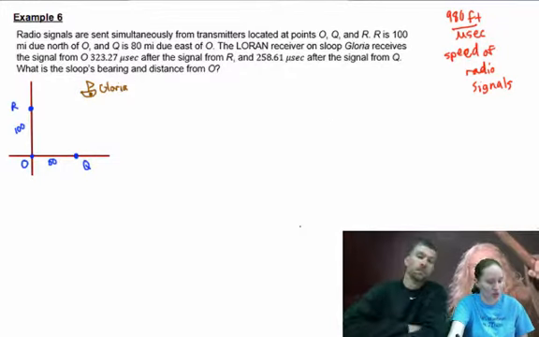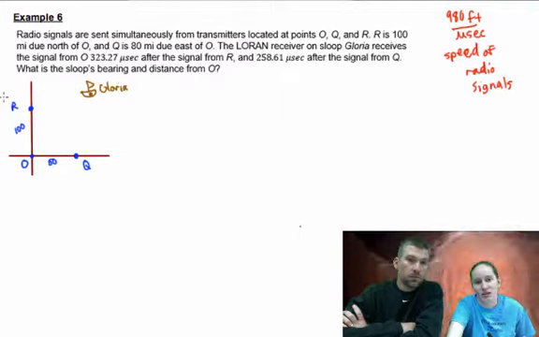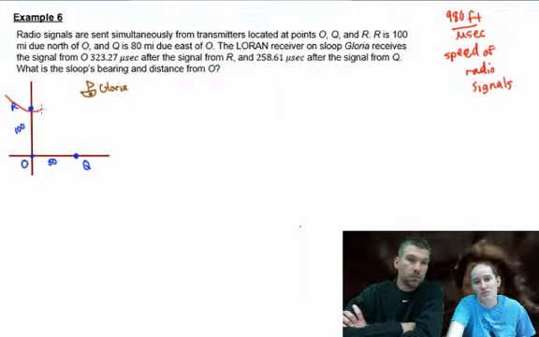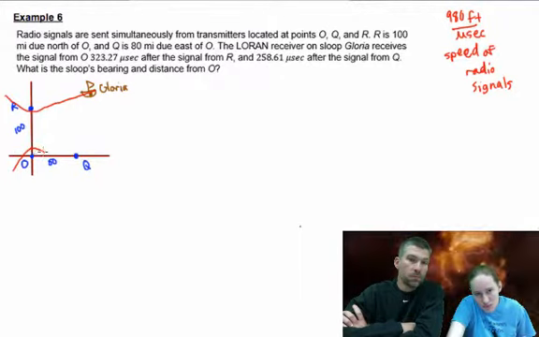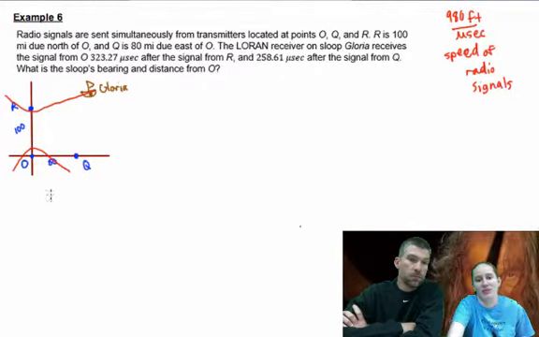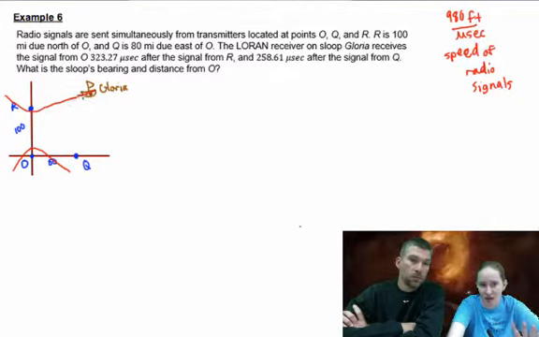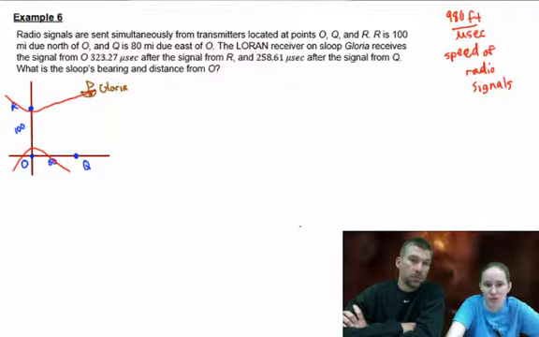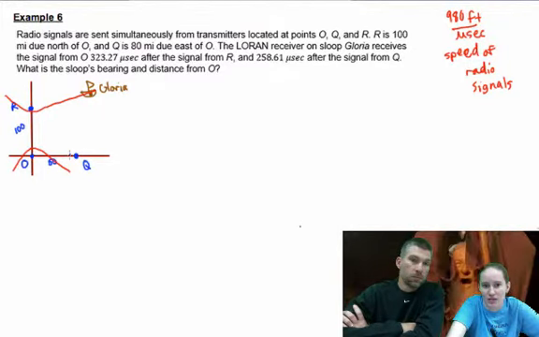Anyway, what we're basically doing is putting a hyperbola here. We've got this hyperbola, and I realize those aren't perfectly symmetrical. We've got one hyperbola facing this way, and that's the path the radio signal takes to get to Gloria. And then we've got another radio signal going this way.